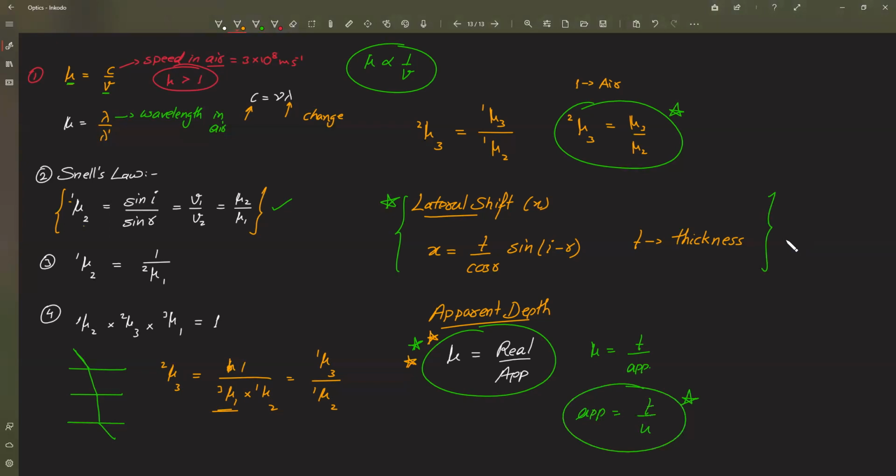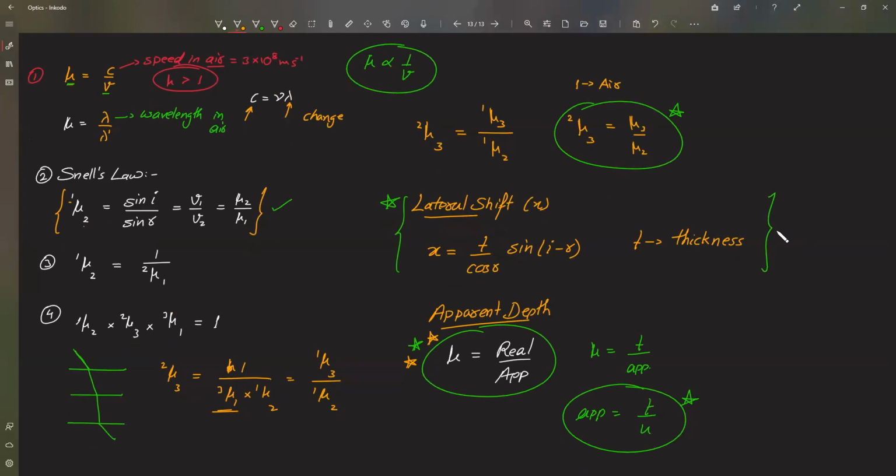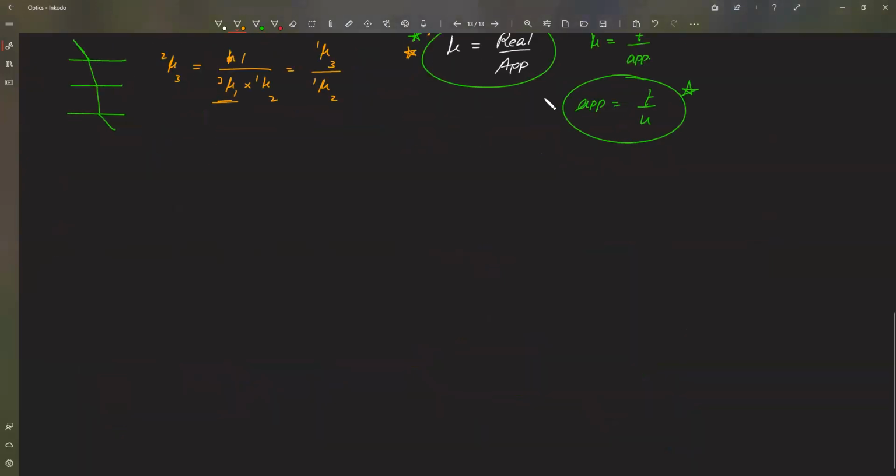And if there are multiple liquids, then there will be multiple apparent depths. So you just have to add all of them. Don't multiply them. You have to add all of them. So this is about the refraction at plane surfaces. These are the things which we have covered in Snell's law: if you have multiple mediums, how the refractive indices are related, and the lateral shift and apparent depth. So now let's move ahead and solve a few questions based on these concepts.